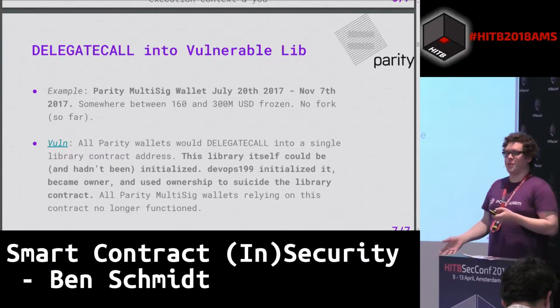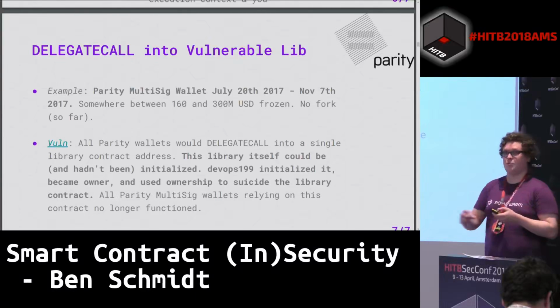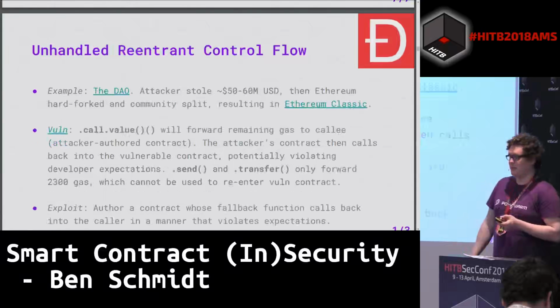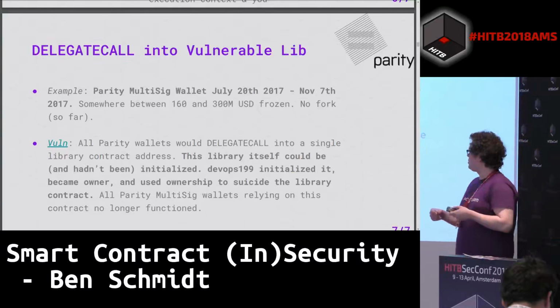Now, this vulnerability was actually, vulnerable code was actually introduced in response to the first parity hack, which we will maybe talk about later.